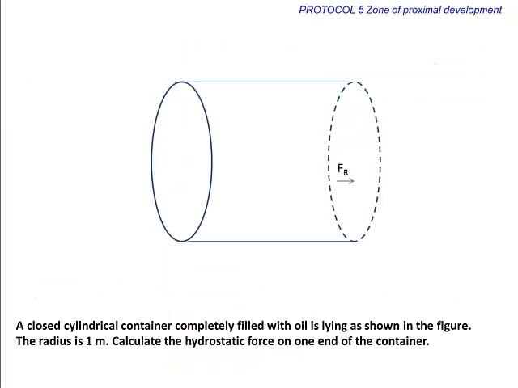A closed cylindrical container completely filled with oil is lying as shown in the figure. The radius is 1 meter. Calculate the hydrostatic force on one end of the container. We will solve this problem in class.